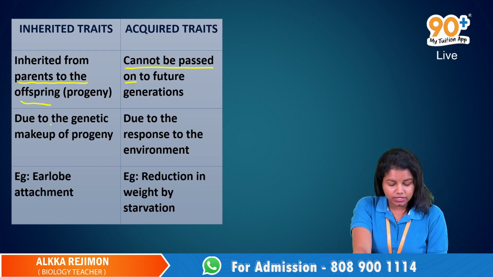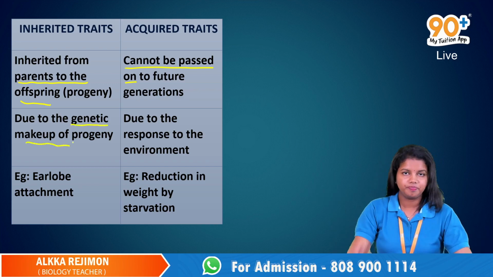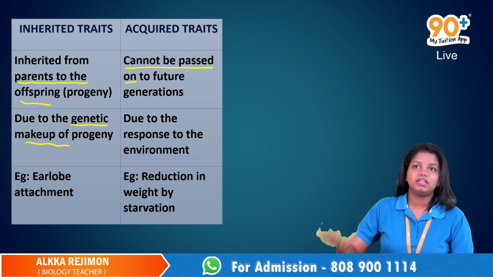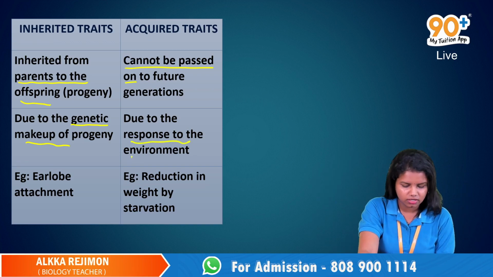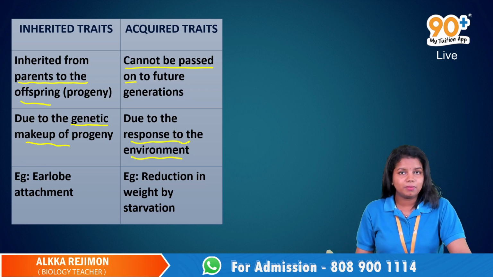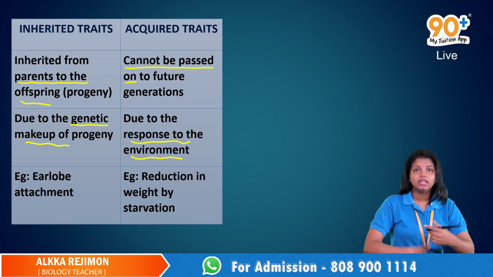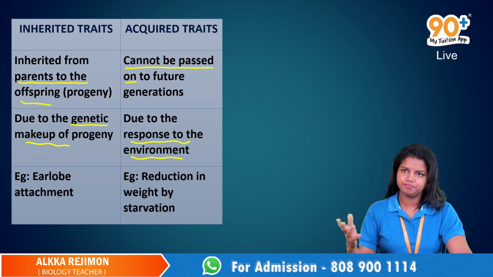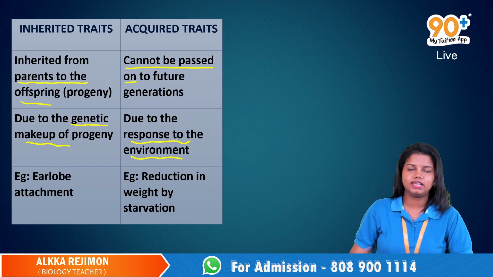Then this inherited trait is due to the genetic makeup of the progeny. An inherited character is already present in our DNA, but an acquired trait is due to response to the environment, which means it need not necessarily be in our DNA. According to the change that happened in our environment, our body got adapted. That adaptation is what is called an acquired trait. So it will not pass on to the next generation.